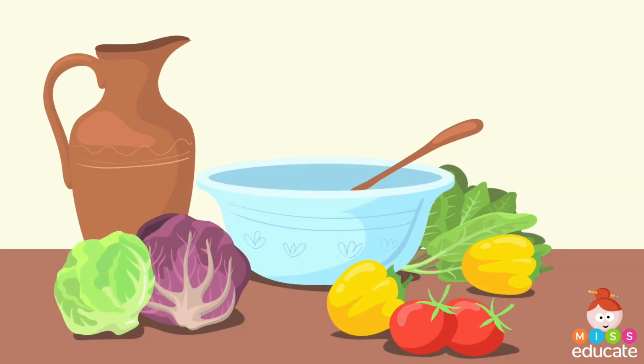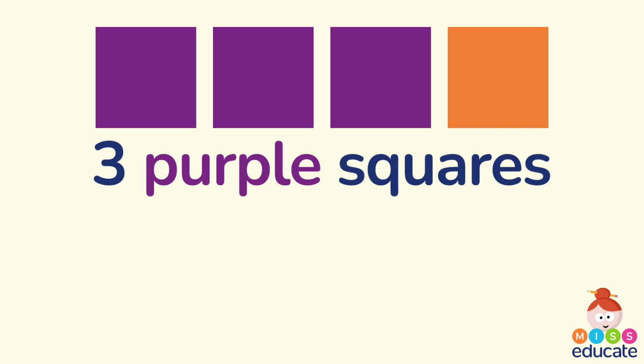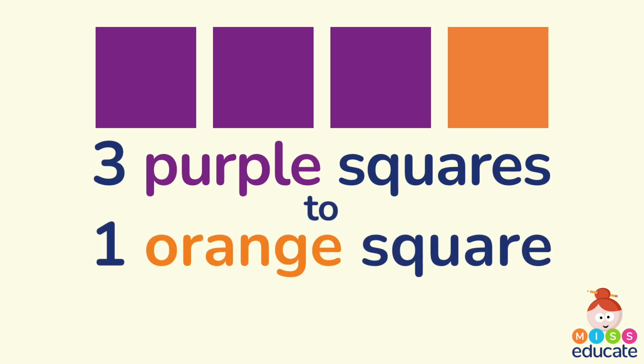You might also use ratio when using ingredients in a recipe. Let's take a closer look. What do we have here? We have 3 purple squares and we have 1 orange square. So the ratio here is 3 to 1.